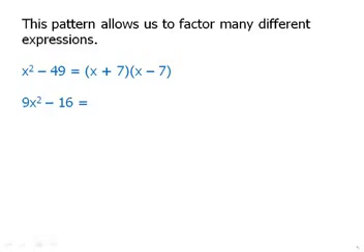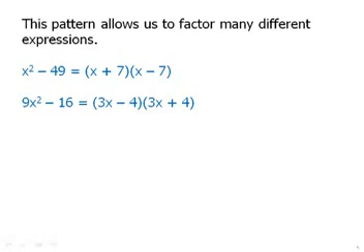Here's another one, a little trickier because we have a coefficient of the x squared term. 9 is the square of 3. And so 9x squared is 3x times 3x. So a equals 3x, and of course b equals 4, because 4 squared is 16. And so we get 3x minus 4 times 3x plus 4.